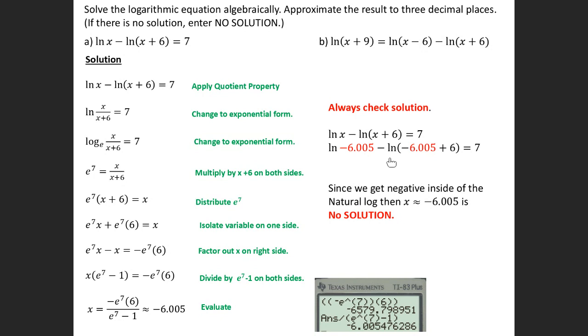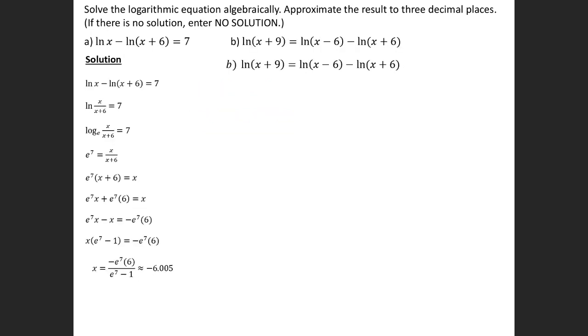We want to make sure that the input that we're plugging in is acceptable, that we're going to get a real number. Okay, so we can't have negatives inside the natural log. This particular problem will give us no solution. Okay, all right, so let's go ahead and do B.